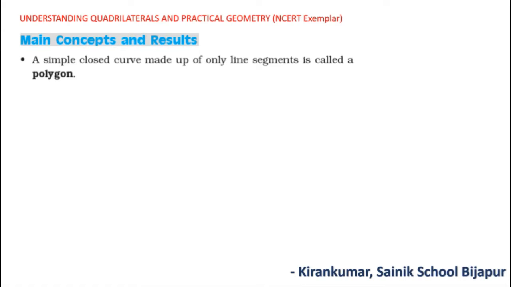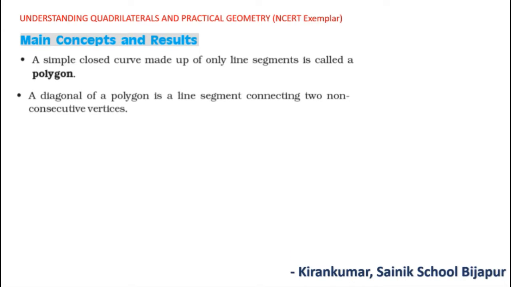A simple closed curve made up of only line segments is called a polygon. A diagonal of a polygon is a line segment connecting two non-consecutive vertices. If we have a quadrilateral, it will have four sides. Of these four vertices A, B, C, D, with respect to A, C is the non-adjacent vertex. If we connect these two, this line segment AC is called the diagonal.